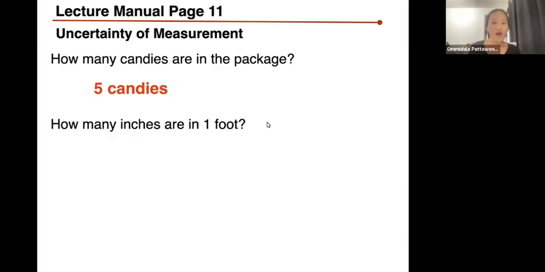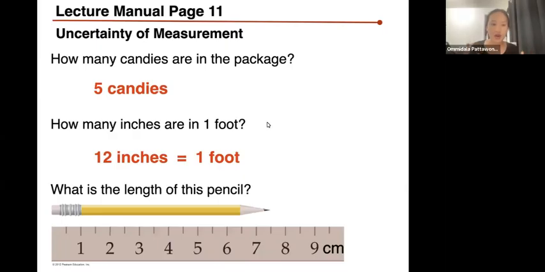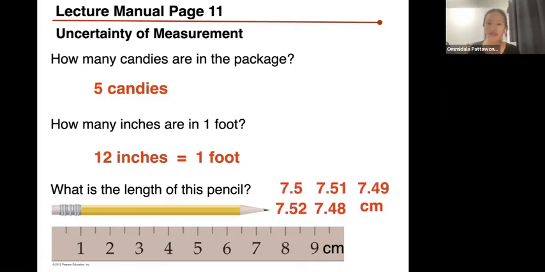Okay. Now what about how many inches are in 1 foot? Well, you also know that there are 12 inches, that is equal to 1 foot. So these two you know. Now what if I give you a pencil and I ask you to measure the length, from the eraser to the tip of the pencil? In this case, what would be the length of this pencil? Some might say it's 7.5. Some might say it's not exactly 7.5, it's 7.51 or 7.548, and so on, and then you report with the unit.